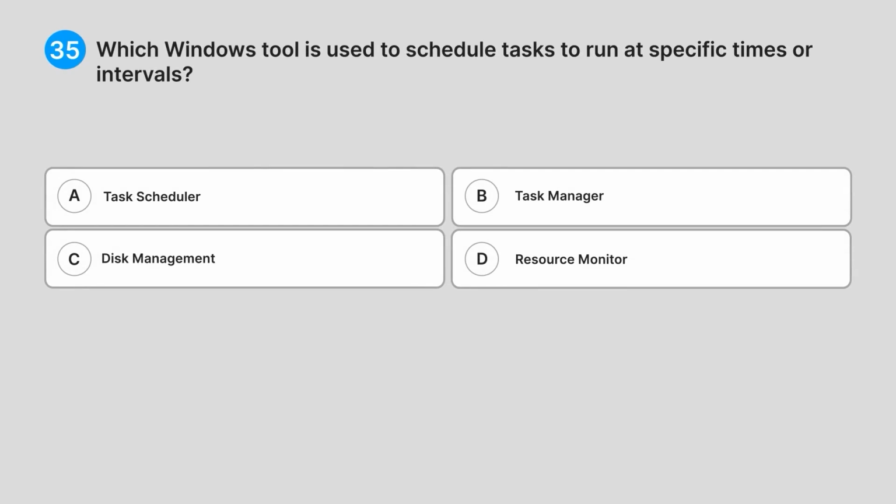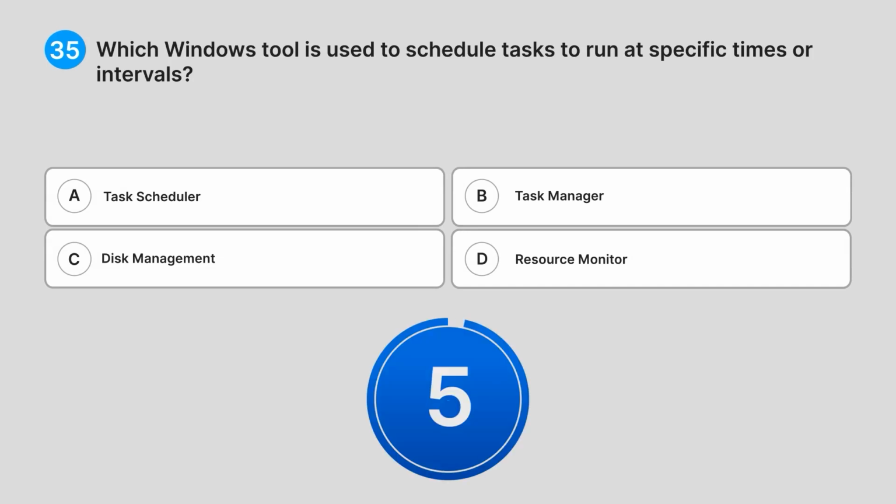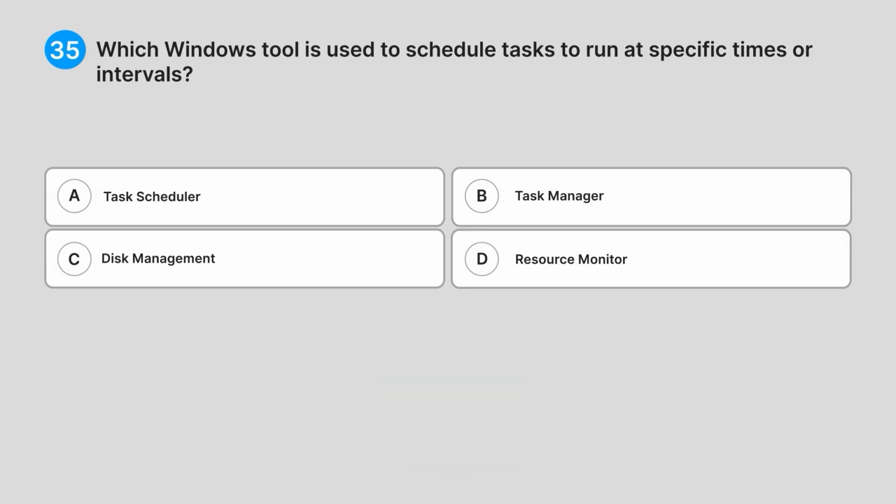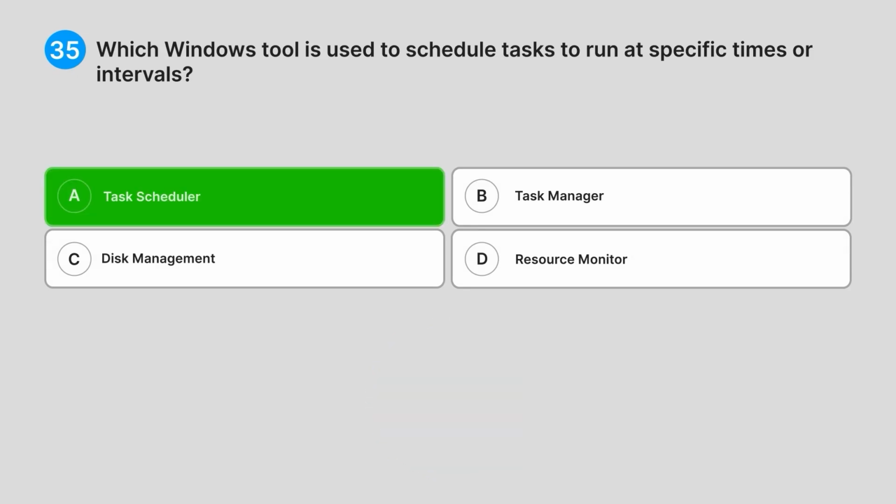35. Which Windows tool is used to schedule tasks to run at specific times or intervals? A. Task Scheduler. B. Task Manager. C. Disk Management. D. Resource Monitor. What do you think is the answer? Correct answer, A. Task Scheduler.